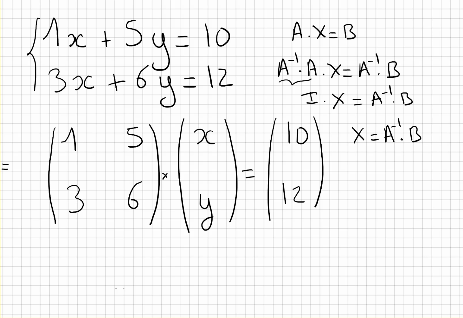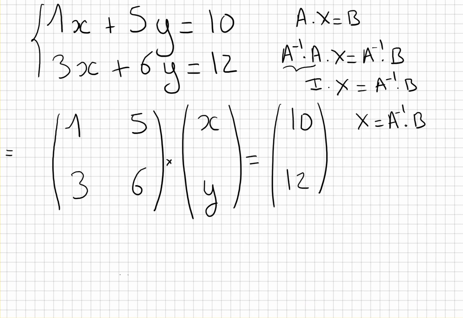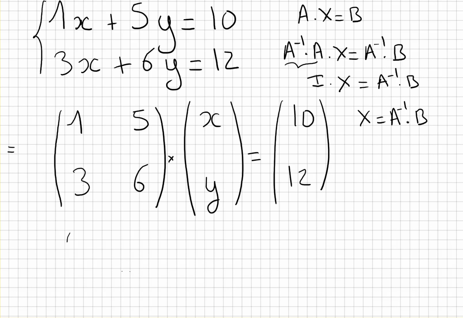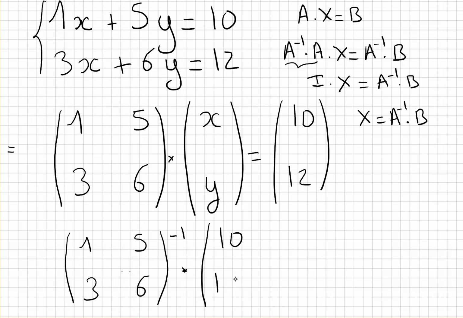Okay, so it means that to solve for X and Y, we take the matrix [1, 5; 3, 6], inverse it, and multiply by the matrix 10, 12. The answer will give us X and Y. So the question is, how do we write this inside Excel? Let's write this system of matrices on a piece of paper, and let's go to Excel.